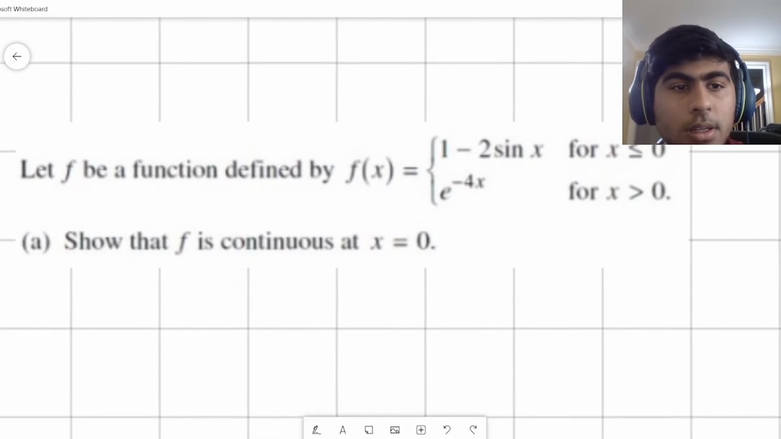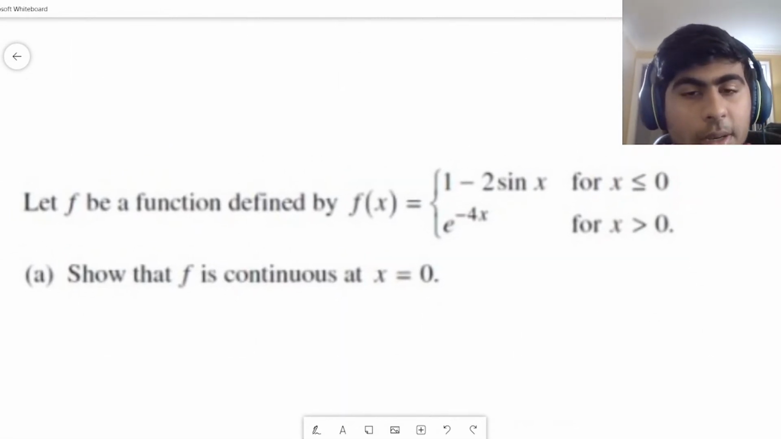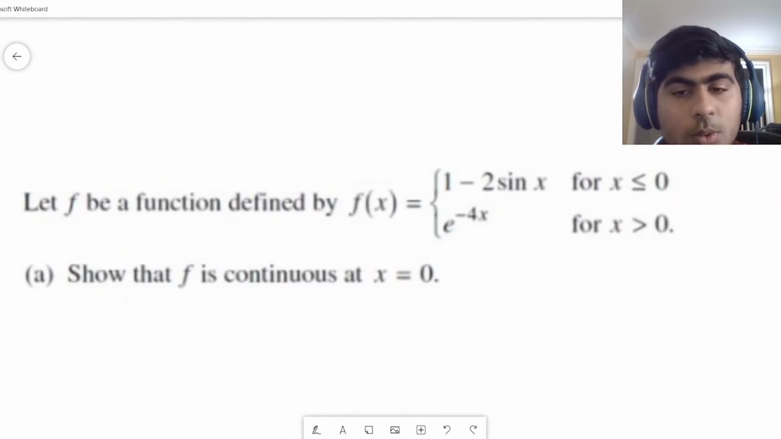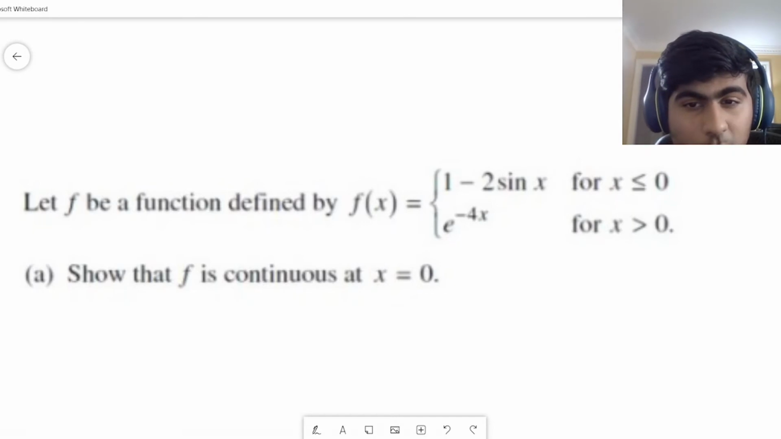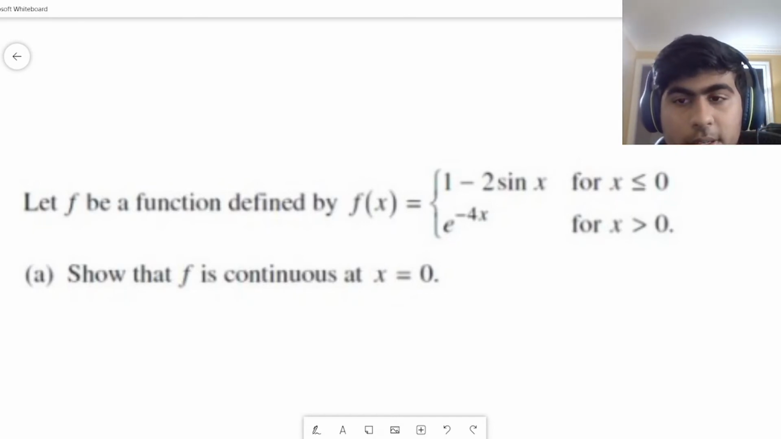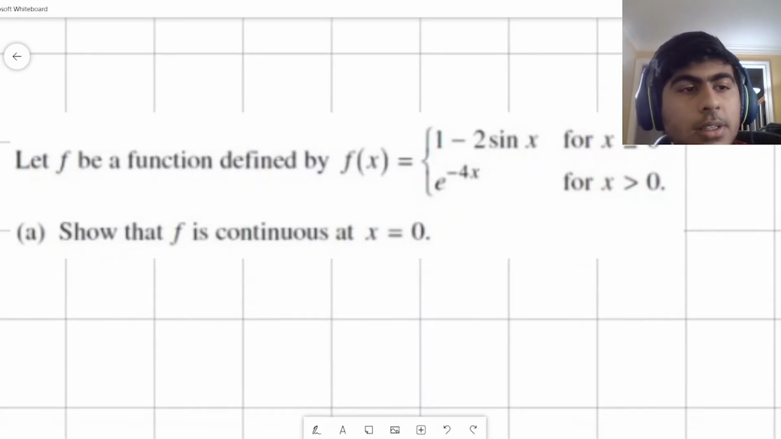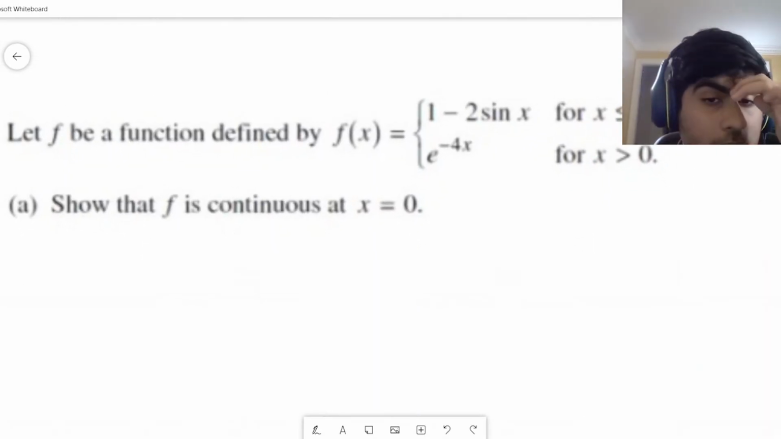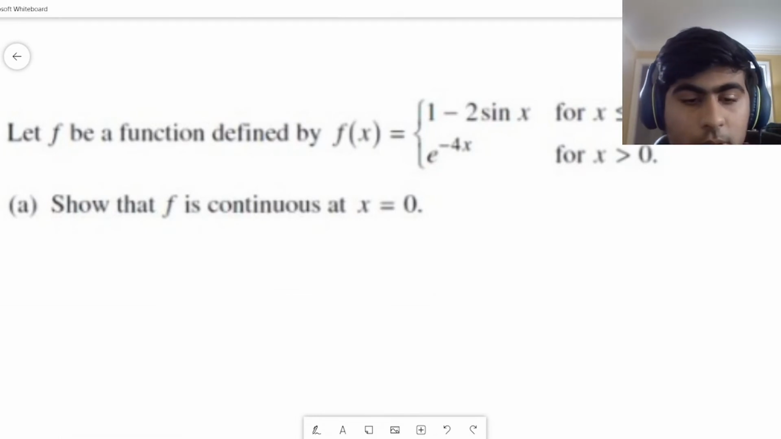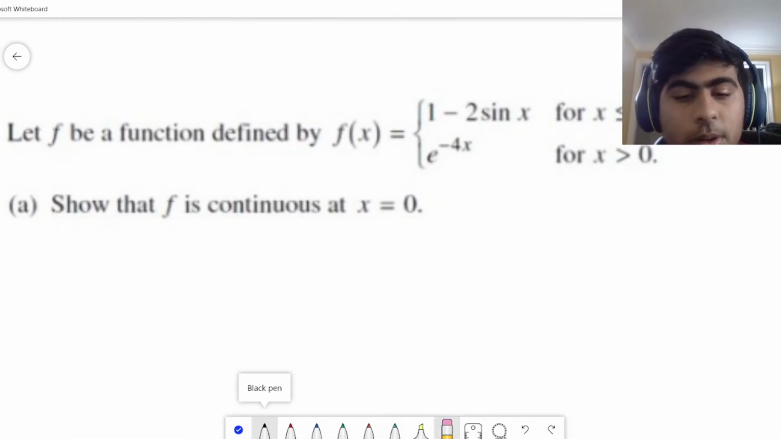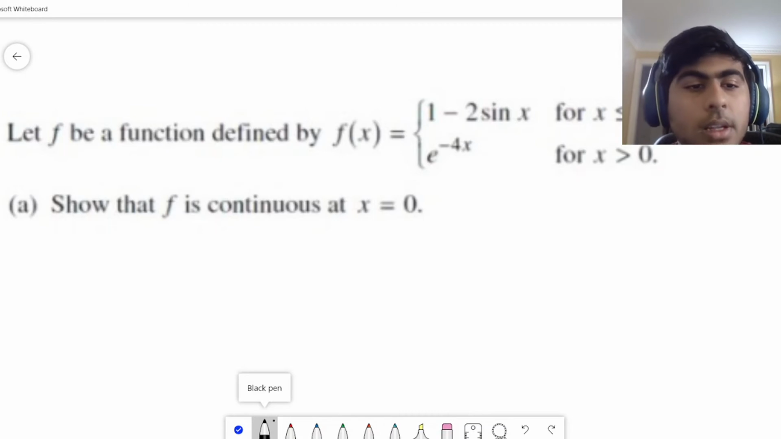Okay. Let f be a function defined by f of x equals 1 minus 2 sine x for x less than or equal to 0, and e to the minus 4x for x greater than 0. The question is, show that f is continuous at x equals 0. So we just have to run through the process we've been using, right? We have our 3 criteria for whether f is continuous or not. We just go through that.